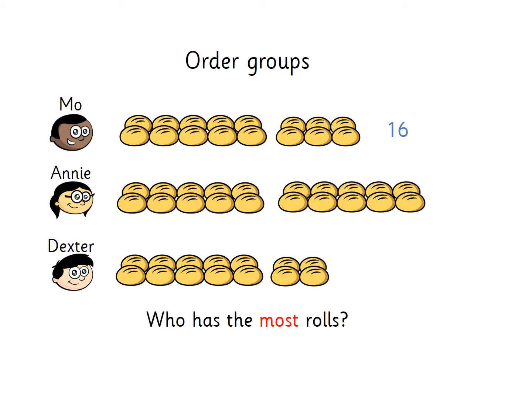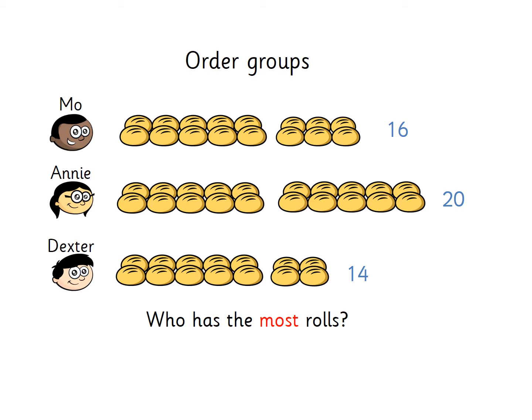She's got 10 and 10. Ooh, what did we say 10 and 10 is? Super, 10 and 10 is 20. And then we've got Dexter, who's got 10 and 4. Let's count 10, 11, 12, 13, 14. We've got 14. Pause this video if you want extra time to count. So Mer's got 16, Annie's got 20, Dexter's got 14.